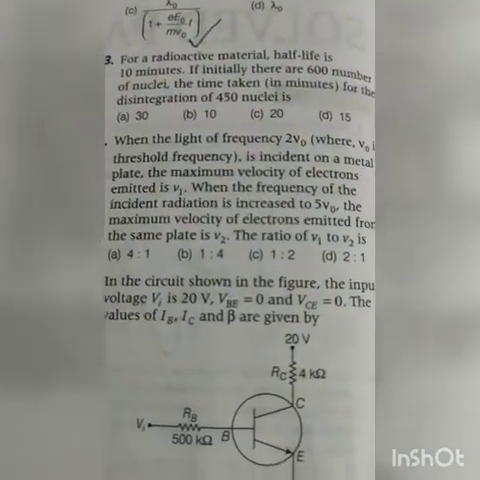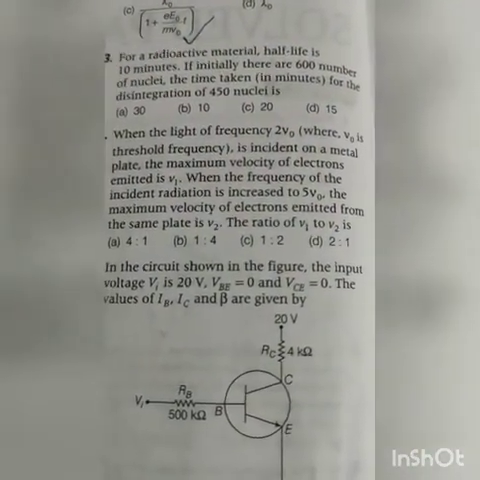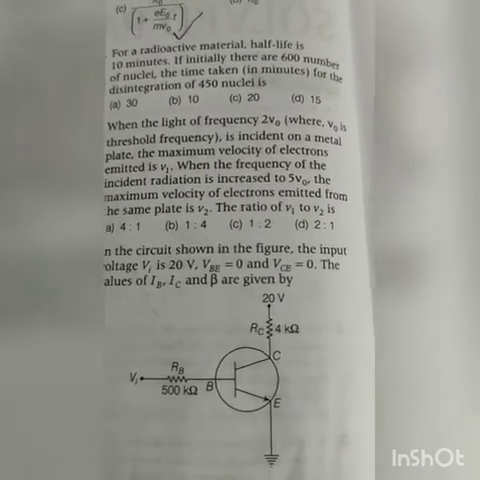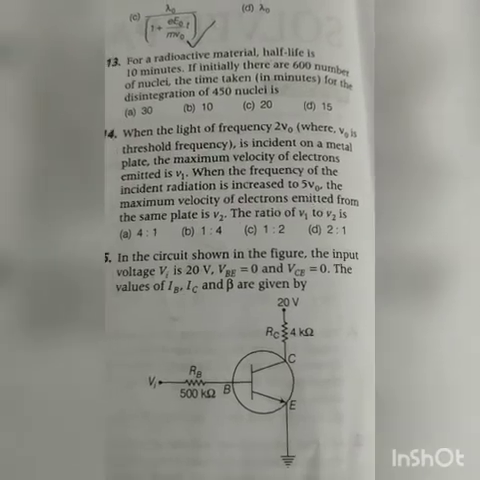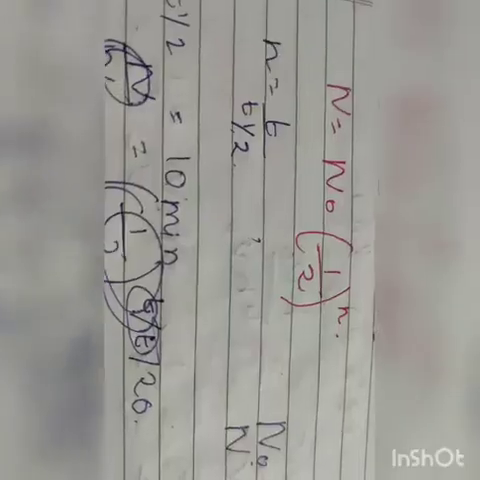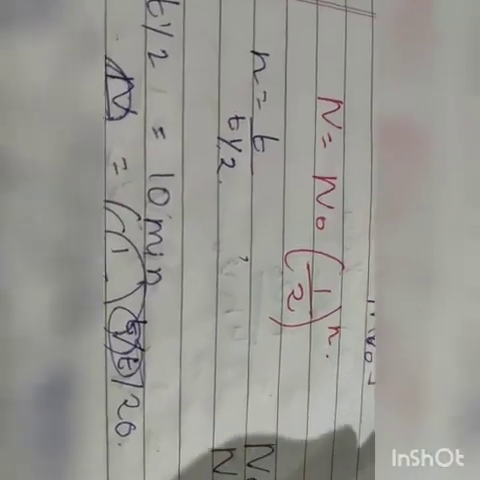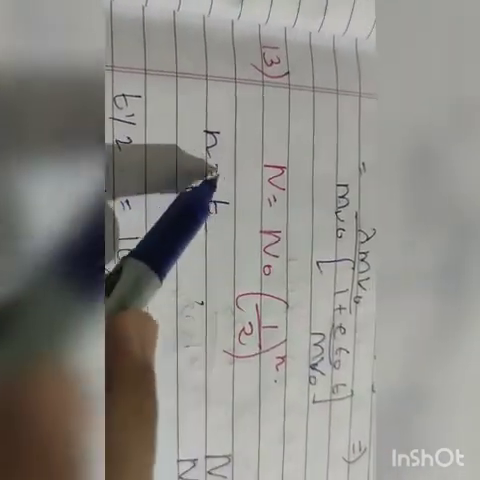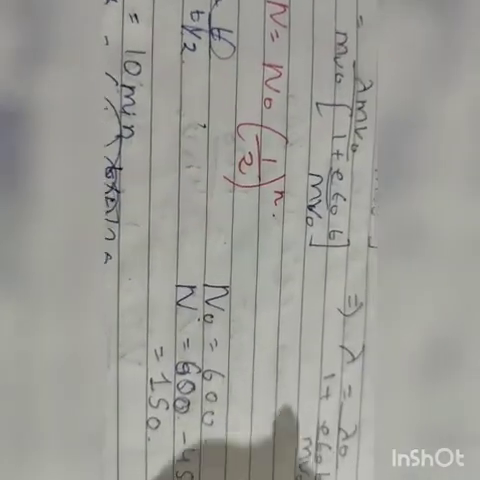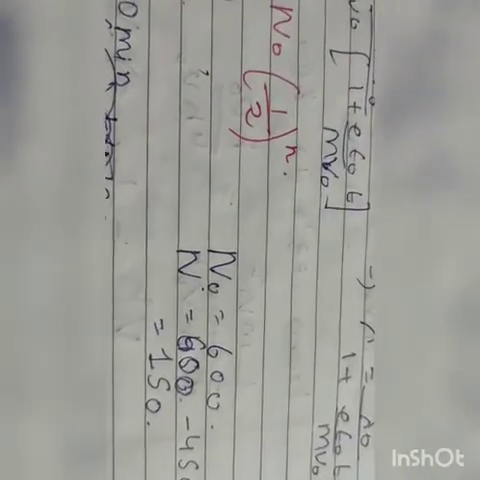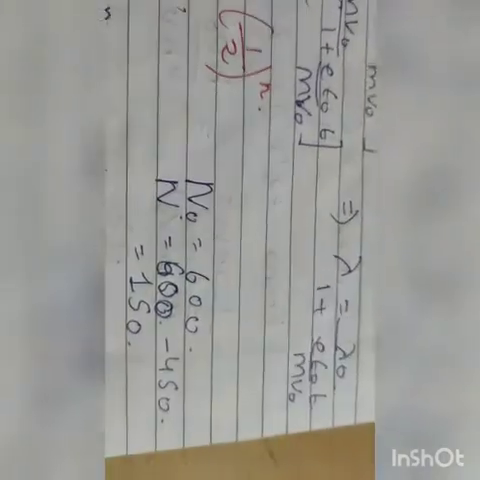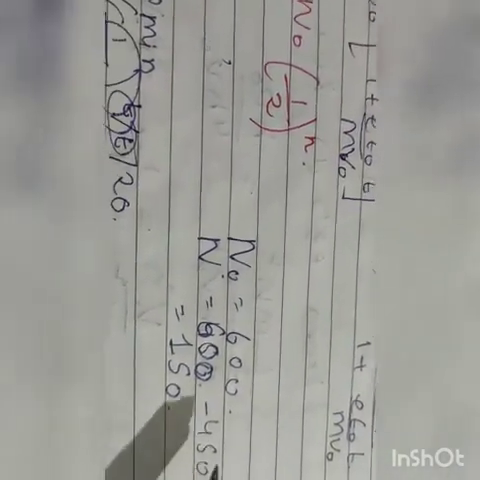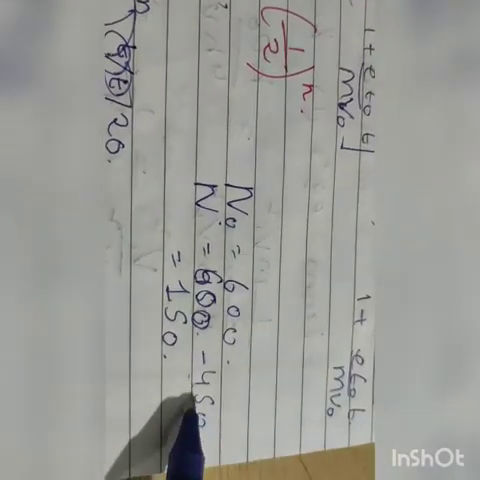Now question number 13. For a radioactive material, half-life is 10 minutes. If initially there are 600 nuclei, the time taken in minutes for the disintegration of 450 nuclei is? We know that our formula is N = N0 (1/2)^n. Here N0, the initial number, will be 600, and we calculate in terms of what is left, not what is disintegrated. So 450 is disintegrated.